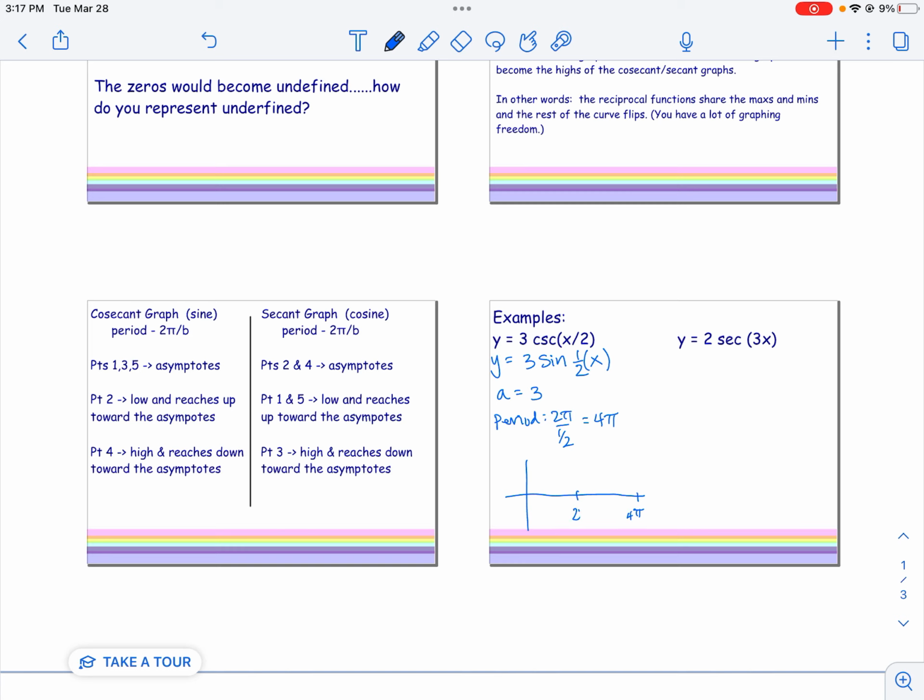So its halfway point is going to be 2 pi, with pi and 3 pi as the other intervals. The sine curve does not undergo any horizontal phase shift or vertical shift, so it's going to be anchored here at 0, 0, go up to 3, down to -3. So there's the sine curve of 3 sine 1/2 x.